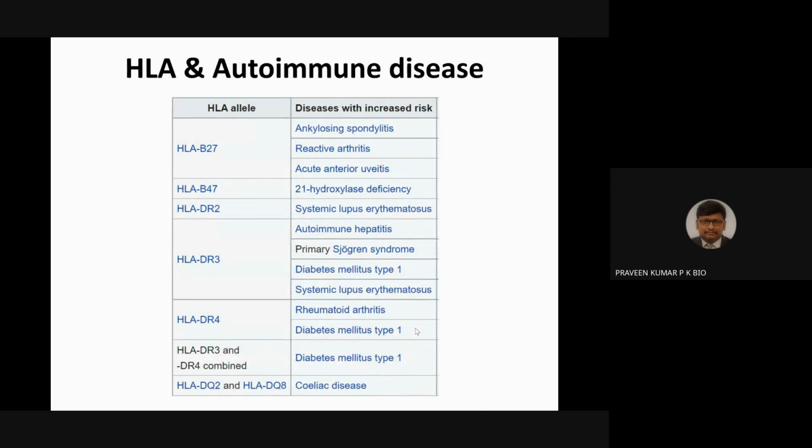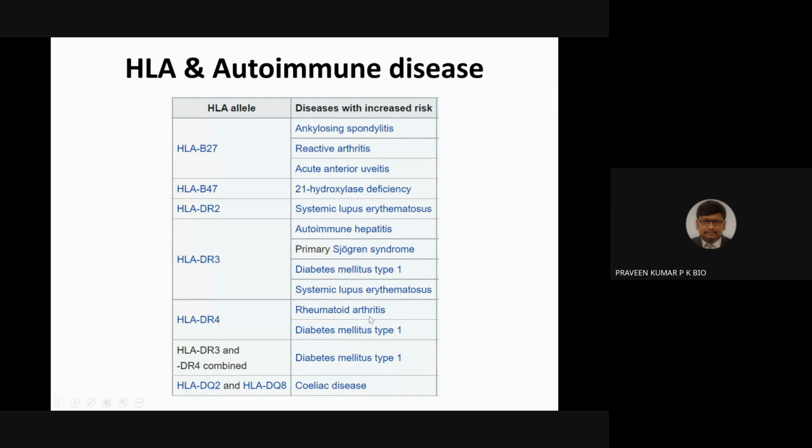Now we can see the significance of the HLA molecules. Actually, you have numerous HLA alleles. HLA B27 is used to know about ankylosing spondylitis and reactive arthritis. Similarly, HLA B47 is meant for this kind of disease, and HLA DR2 for systemic lupus erythematosus. Likewise, for popular diseases like rheumatoid arthritis and diabetes, we majorly concern HLA-DR4. So if one is working not only on cancer but also on autoimmune diseases, you can also check this information.